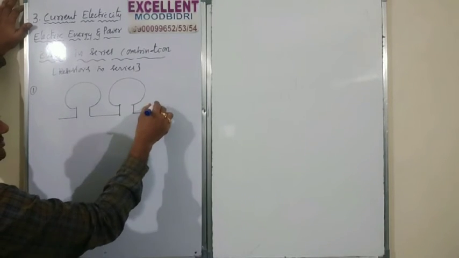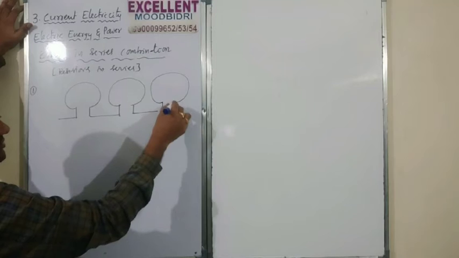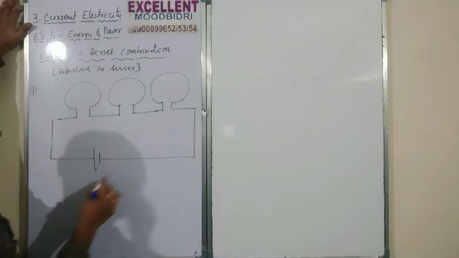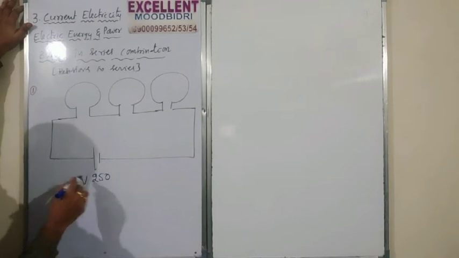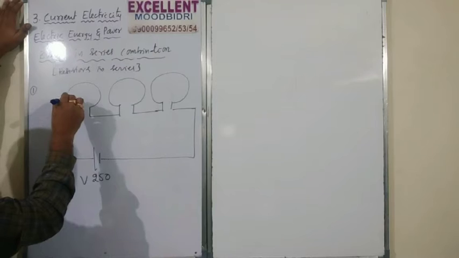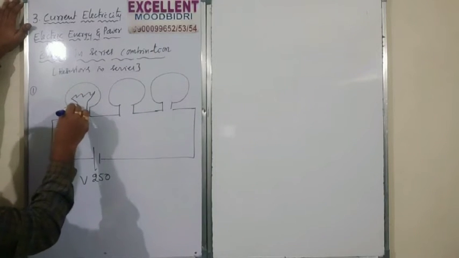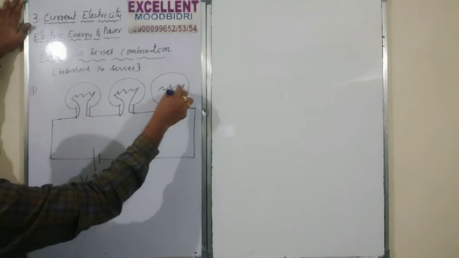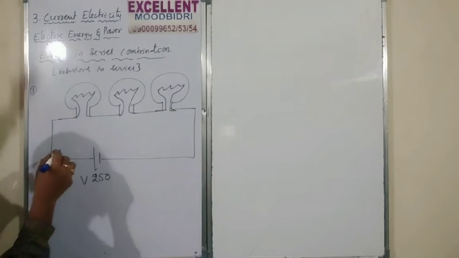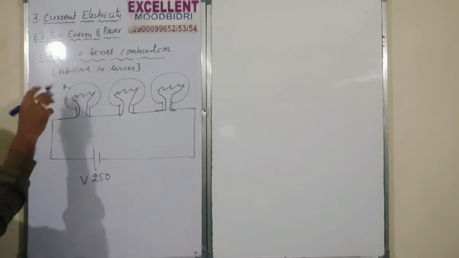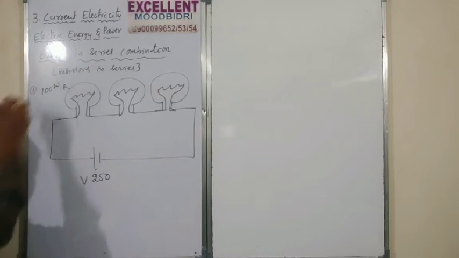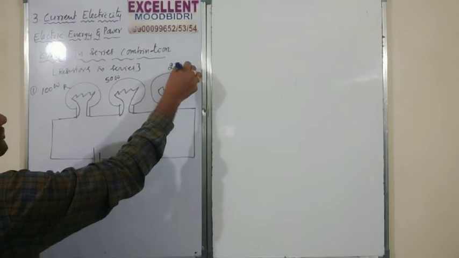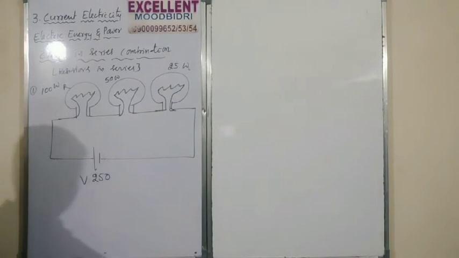So like that I have some bulbs, three bulbs, and also remember I have given a certain potential, for example a 250 volt battery. This is the resistor value, something will be there, I don't know that value. This is the resistance of the bulb, the filament, tungsten. The wattage is already printed: this is the 100 watt bulb, this is the 50 watt bulb, and this is the 25 watt bulb.